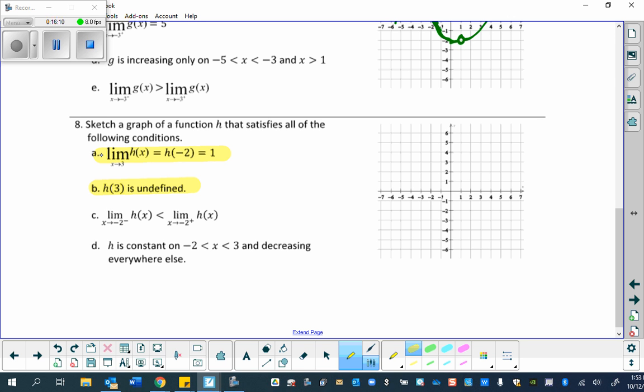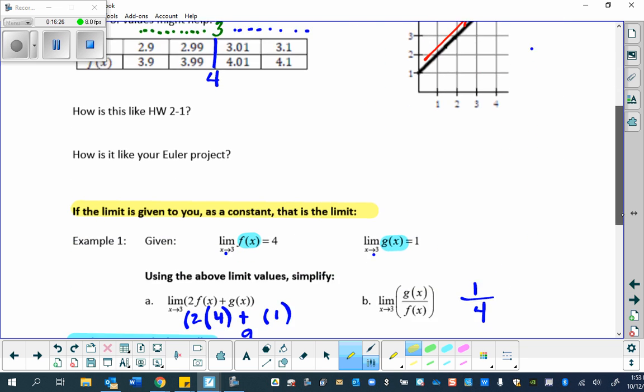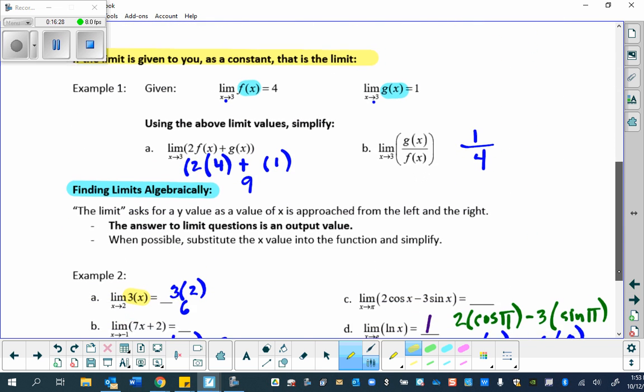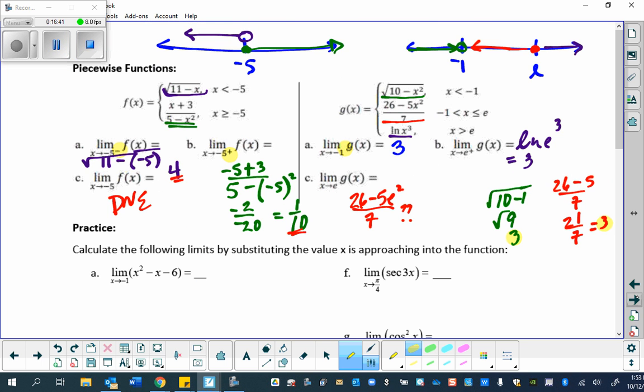We okay? All right. In our next lesson, we talked about evaluating the limit of a function using algebra. What we realized is that with a table of values and plugging things in, there's got to be an easier way. So what we do is we just plug in. This is where our algebra and our order of operations comes into play. This is where we need to know our trig and our logs and our natural logs.